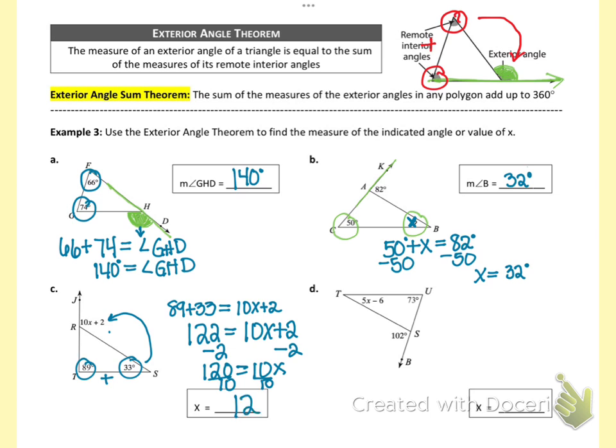So now let's say I wanted to find the measure of that angle, right? Let's say they also said find the measure of angle JRS. I could simply fill that value of 12 in for x and add 2, which gives me 122 degrees. So again, they didn't ask for that in this case, but you certainly could find it if you needed to.